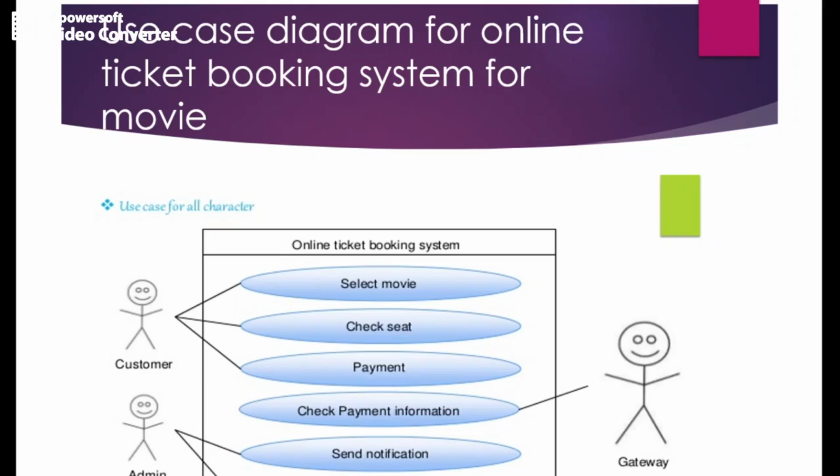So this is actually the use case diagram for the ticket booking system. Here we have 3 actors: customer, admin, and gateway. And the interaction is specified in ellipse shape. By reading this interaction, you can get to know what happens actually. It is the customer who can select the movie, check the seat availability, and do the payment.